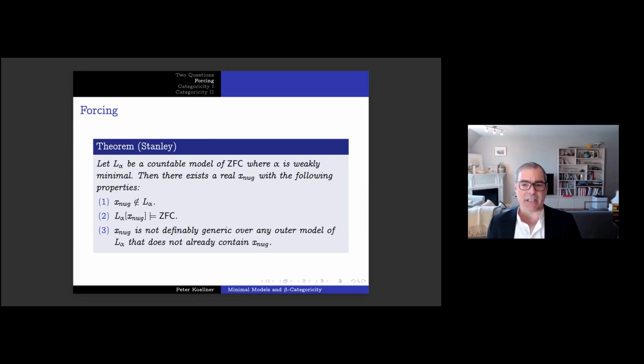A result of Stanley, which I think is really quite fascinating, is this: let alpha be a countable model of ZFC where alpha is weakly minimal. So there's some alpha bar such that everything in L alpha is definable from ordinals less than alpha bar. Then there's this real, NWG, which stands for non-weakly generic, with the following properties. It's not in L alpha. And when you add it, it's kind of like adding a generic set. You get a model of ZFC.